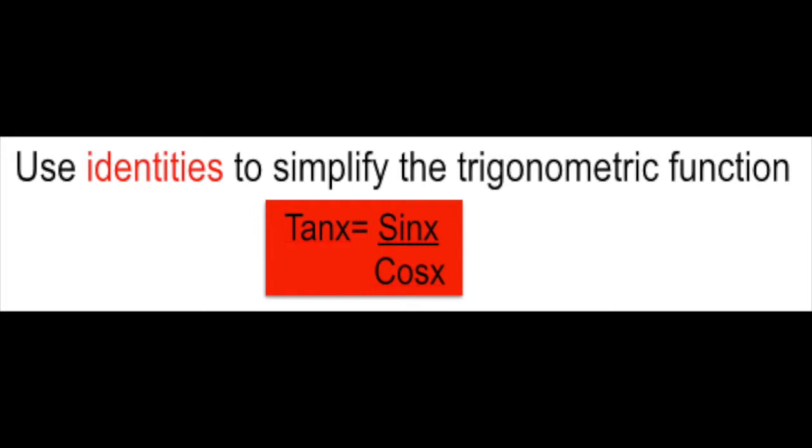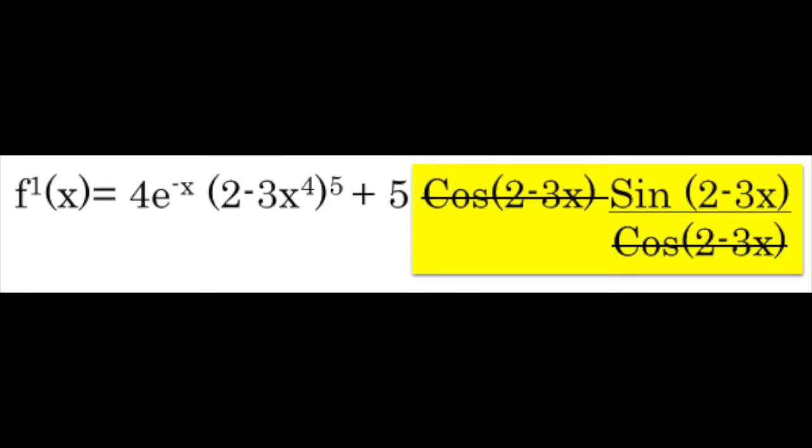Use identities to simplify the trigonometric function. The first step suggested to start simplifying your derivative is the use of identities. To simplify the trigonometric function, 5 cos(2 minus 3x) times tan(2 minus 3x), I suggest you use the identity tan of x equals sin of x over cos of x by replacing tan of x with sin of x over cos of x, and remember, don't forget to use the 5 in the beginning of the trigonometric function. This way, all of the cosines are going to be eliminated.